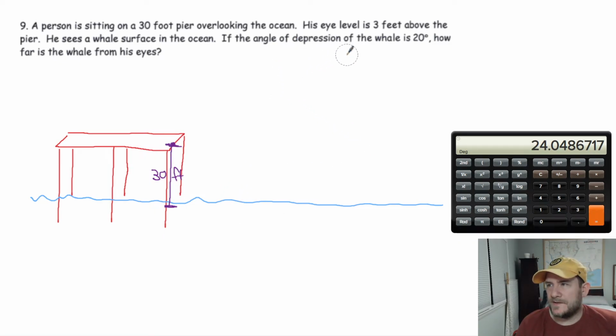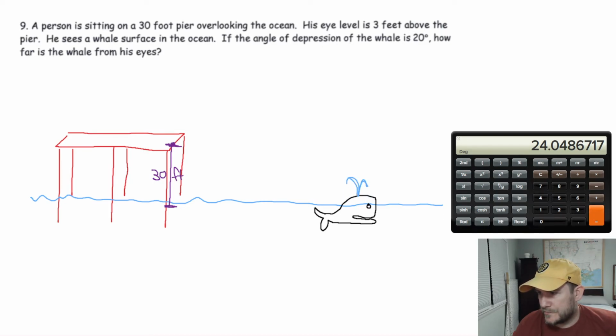Now it says his angle of depression to the whale. I guess there's a whale out here. So, can I draw a whale? That a good whale? Seems pretty good. Have them spouting some water. Alright, good whale. Great whale. So what do we know? Angle of depression down to the whale.